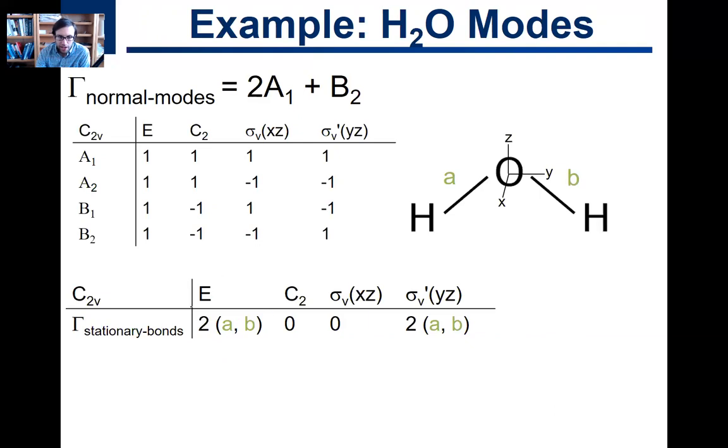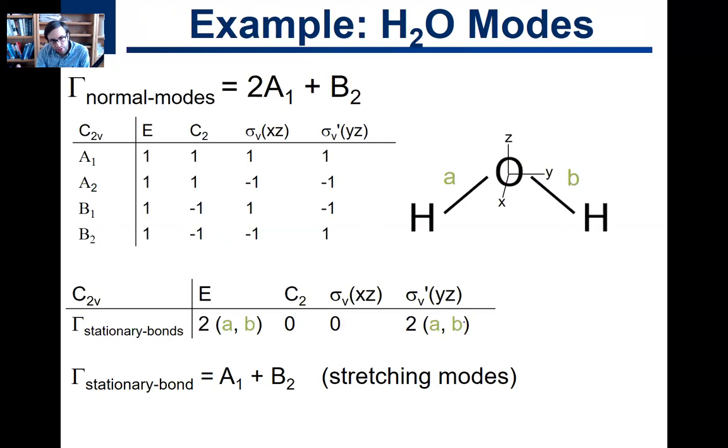And so you can say, okay, I'm going to do identity. When I do the identity, bonds A and B stay the same. When I do a rotation 180 degrees, A and B flip. When I do a mirror plane through the XZ, A and B are going to flip. And when I do a mirror plane in the plane of the molecule, YZ, none of them are going to flip. So I'm going to get 2. Both bonds A and B stayed the same.